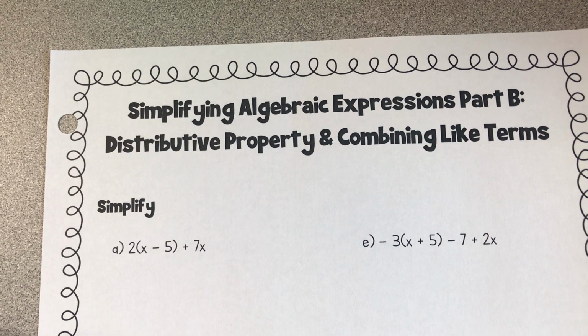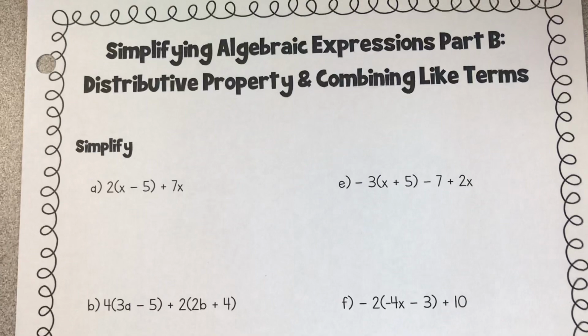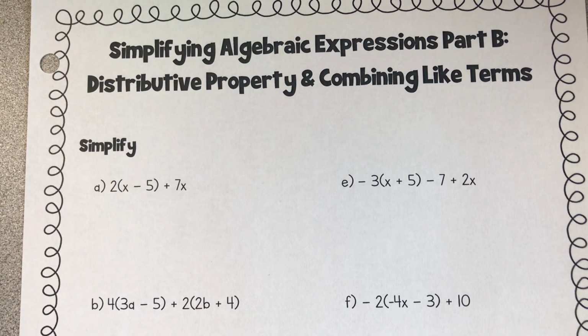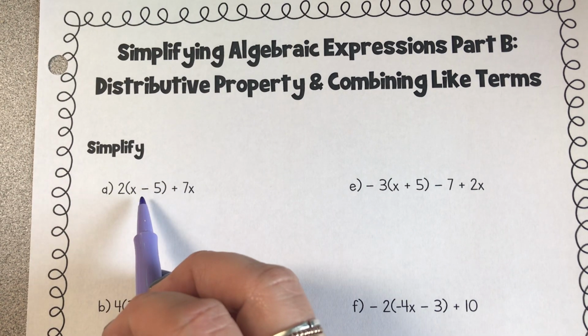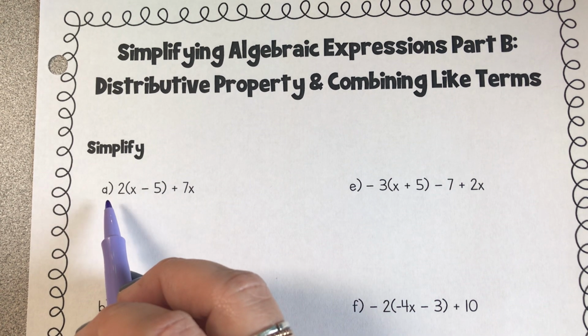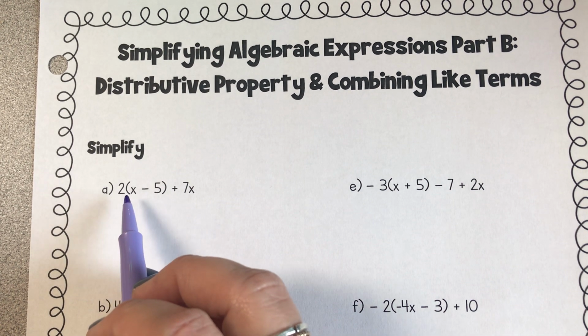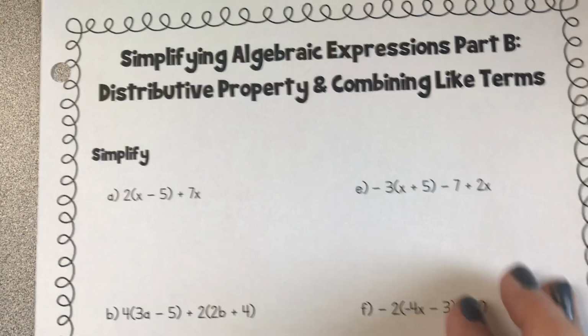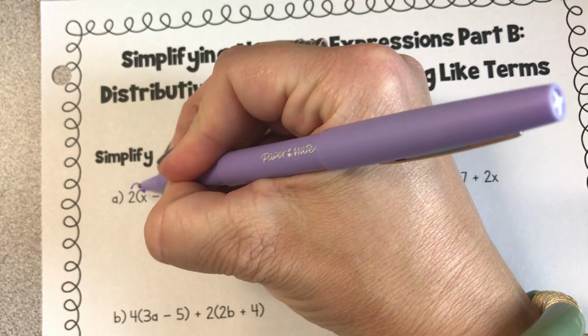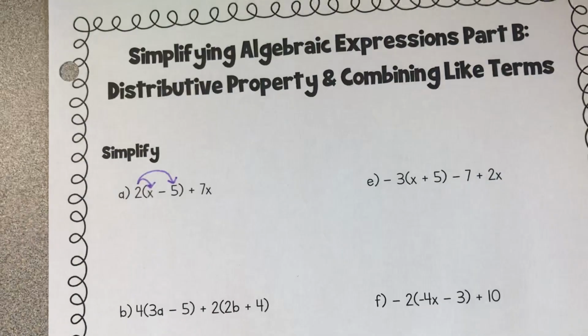Okay, let's talk about the second part of simplifying algebraic expressions, and let's talk about the distributive property. The distributive property we learned about back in chapter 1, and that is when you have a number times an entire quantity. This is saying, hey, I have 2 of these. Remember, multiplication is the same thing as repeated addition. So instead of having to write out this quantity twice, what I can do is take 2 and multiply it to everything on the inside.